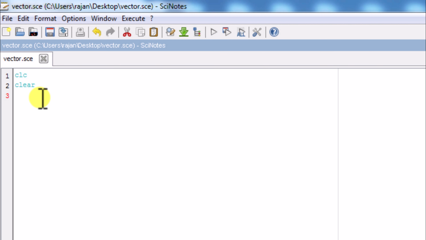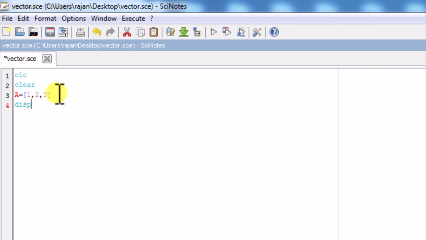So let us assume that A is the first vector. A is equal to square bracket start 1, 2, 3. So this is the first vector which I have defined in the Scilab. So 1 will be the AX, 2 will be the AY, and 3 will be the AZ, the X, Y, and Z components of the vector. So in this way we can define a vector.